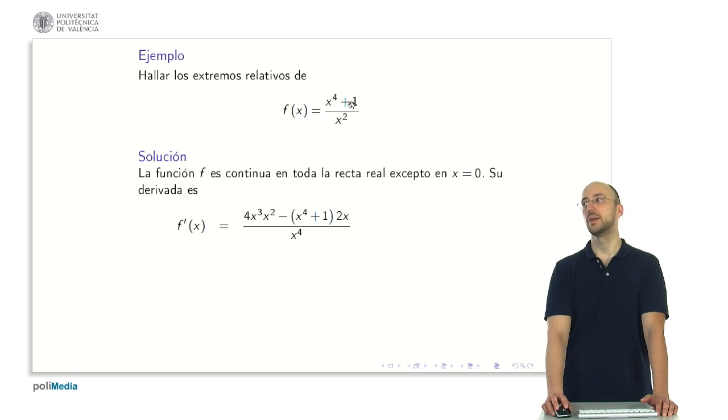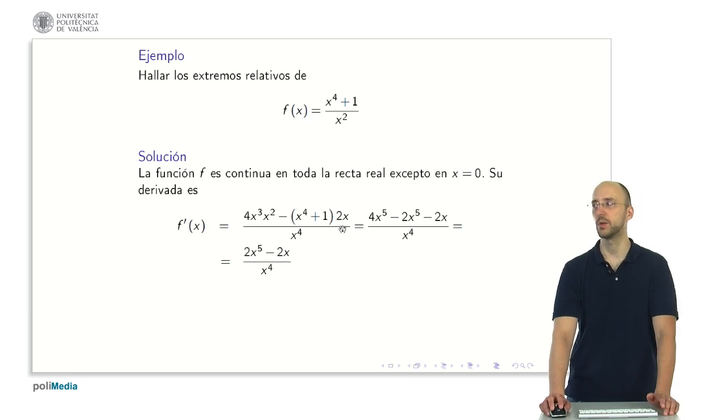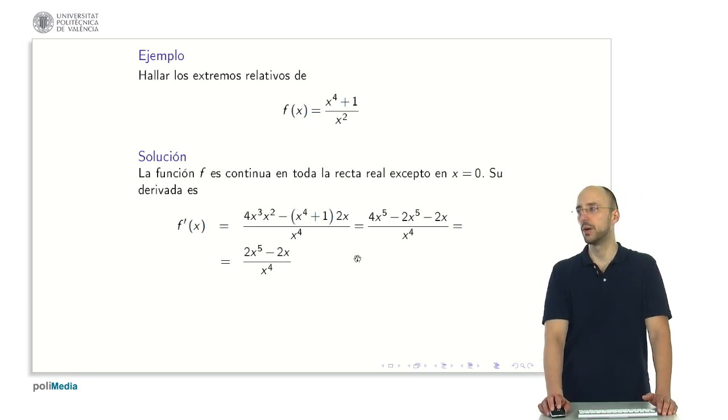Since it's a quotient, we differentiate the numerator to get 4x cubed and then multiply it by the undifferentiated denominator. After that, we subtract the undifferentiated numerator times the derivative of the denominator and divide the result by the denominator squared. After simplifying, we end up with 2x to the fifth minus 2x, divided by x to the fourth. I hope these simplifications are clear.